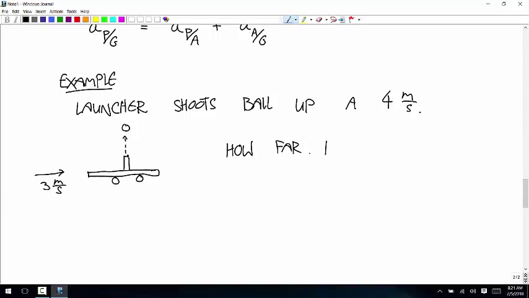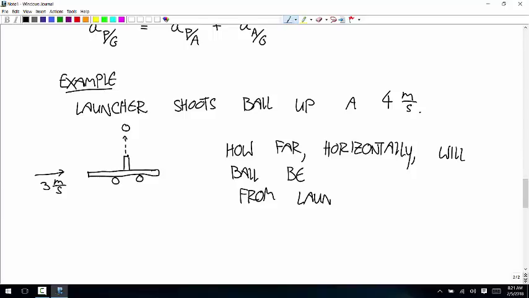How far horizontally will the ball be from the launch point when it lands?